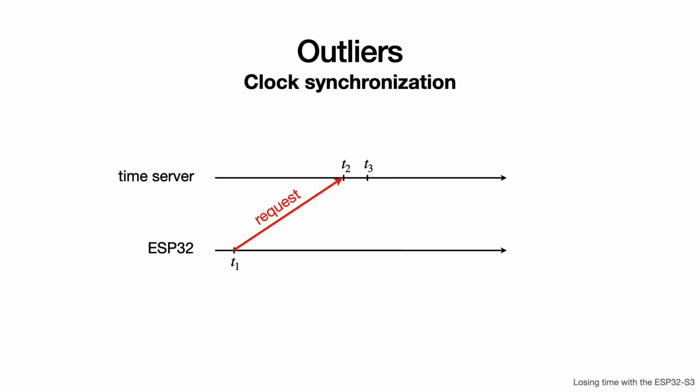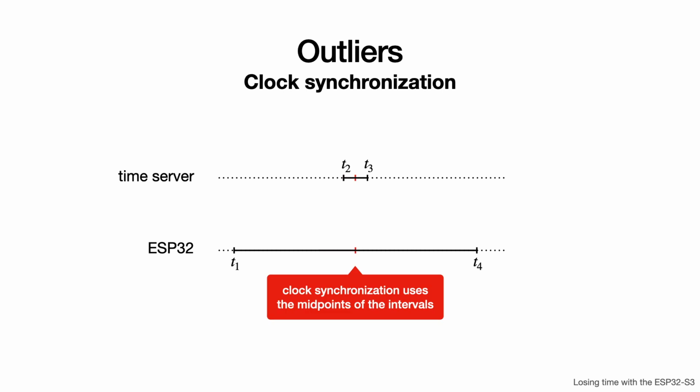After processing it, the server sends a response back to the chip. This procedure can be simplified to these 4 points in time: when the request was sent and received, and when the response was sent and received. The 2 clocks are then synchronized by equating the midpoints of these intervals. This works because the midpoints should be aligned, that is, they should refer to the same point in time.